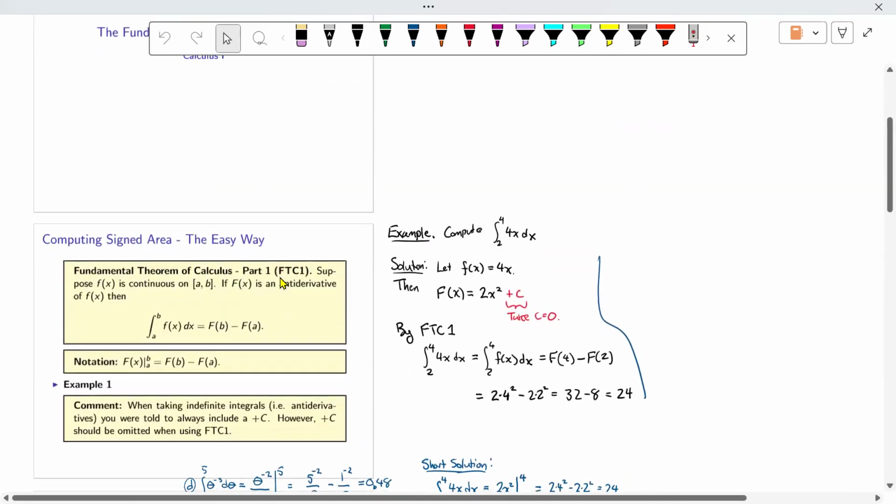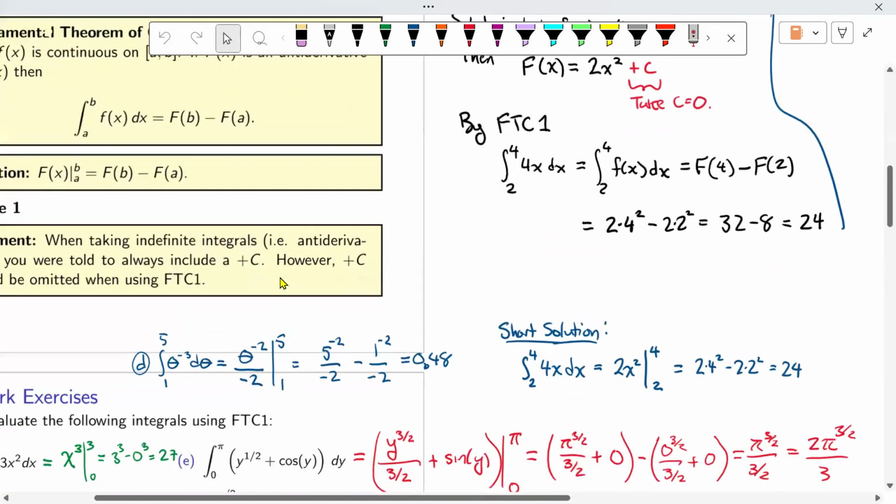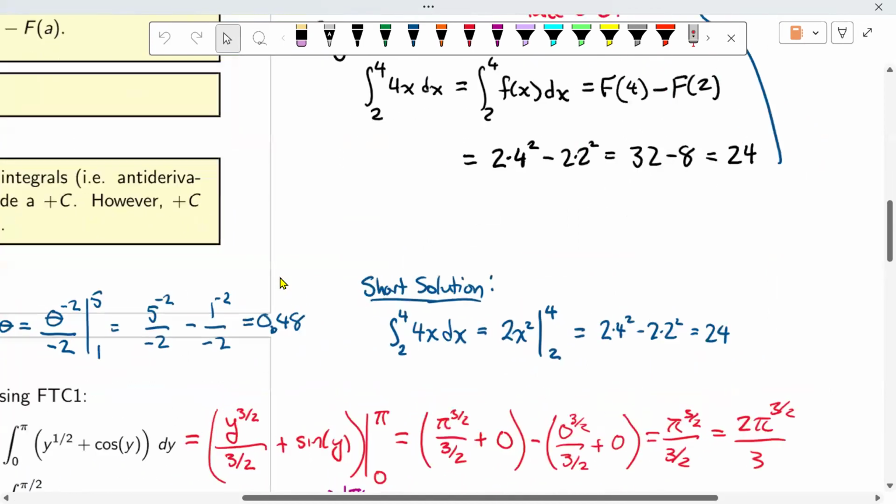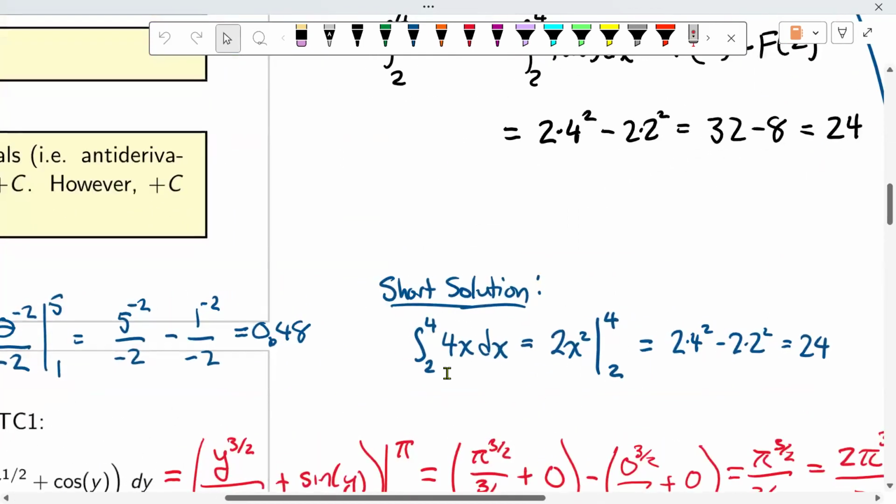And just to briefly remind you of how this works, I'll zoom in on this short solution here. If we are given a definite integral, such as say 4x over this interval from 2 to 4, we can compute this integral using the fundamental theorem of calculus part 1, which is the version of the fundamental theorem of calculus that we use the most. So I find the antiderivative, which is 2x squared. I plug 4 into 2x squared. I plug 2 into 2x squared, and I take their difference. That's all there is to it.